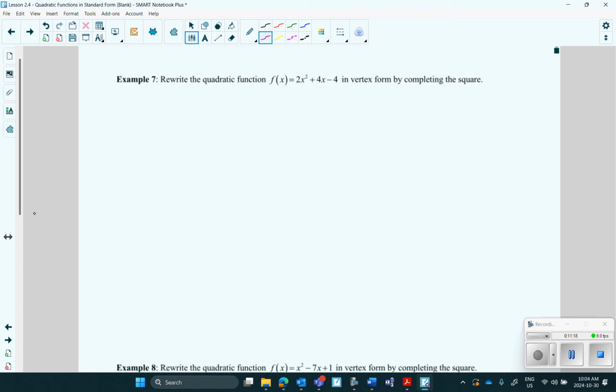This is another one like this, except this time we've got a 2 in front. So I need to remove the 2 out of the x squared and 4x. And by that, I need to factor out 2. Divide 2 out of both of these. What are you left with when you divide 2 out of 2x squared? And then 4x plus 2x. Remember, the -4 is not part of it. It's way over here.